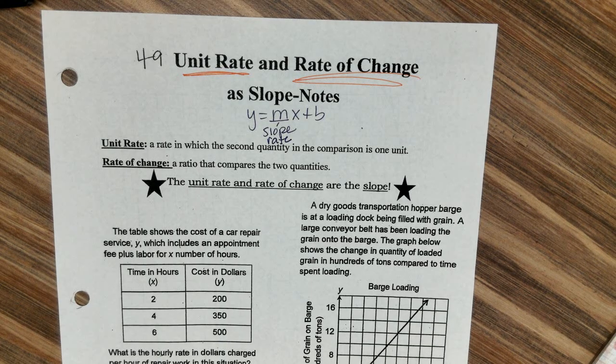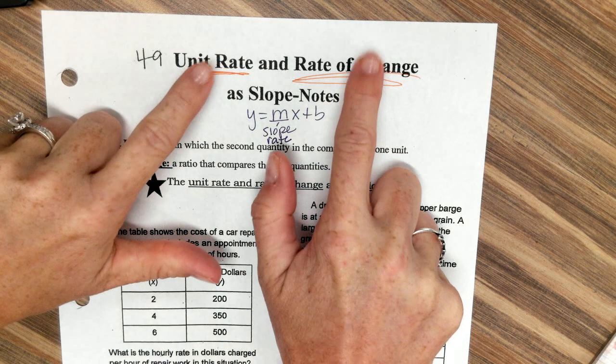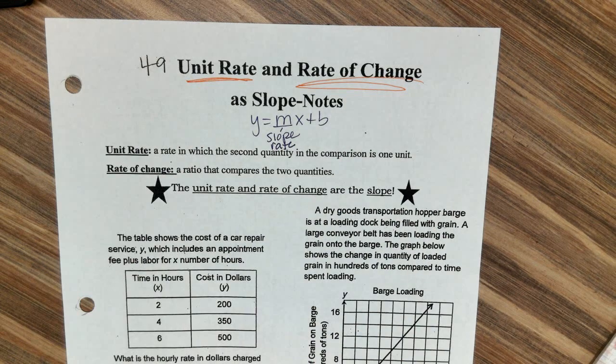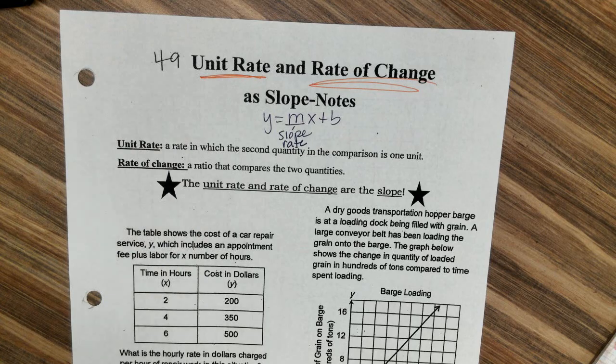Are y'all good with that? There are differences in this, but just in how it's written and nothing else. Like unit rate means the cost for one, and slope is rise over run. But they're the same thing, okay?